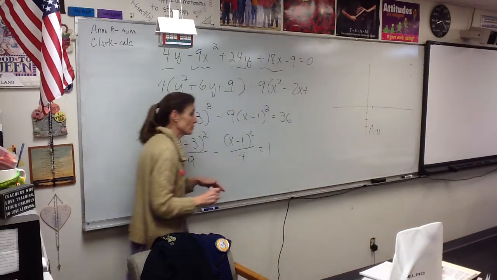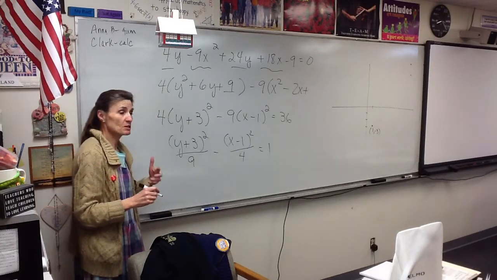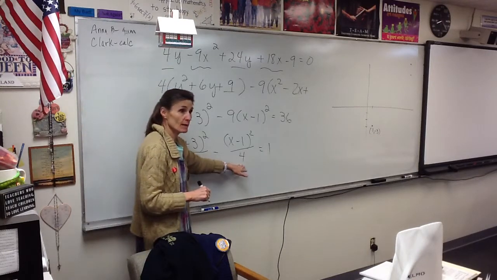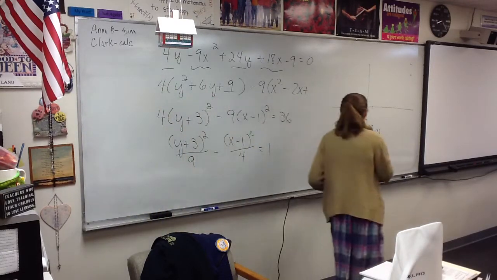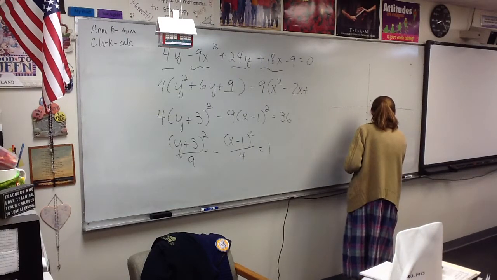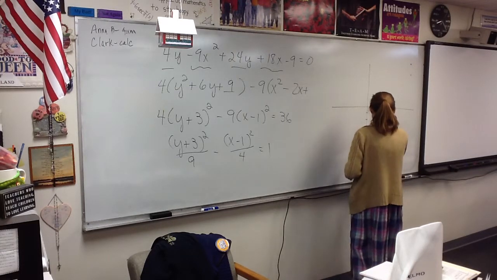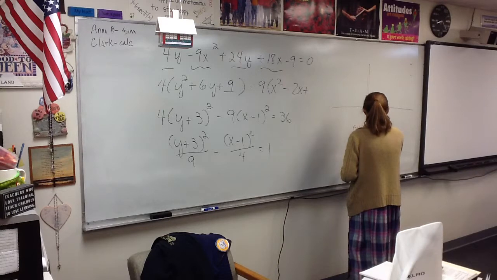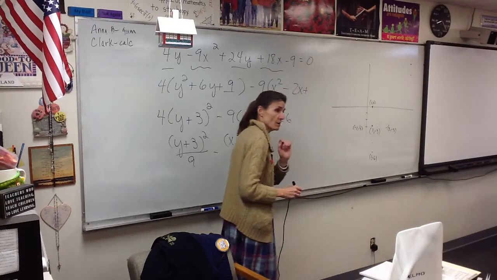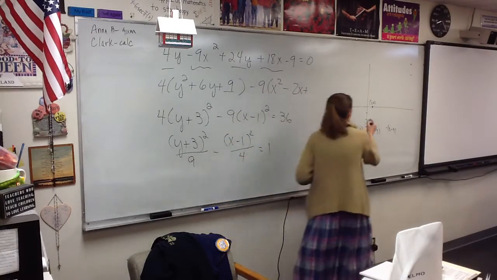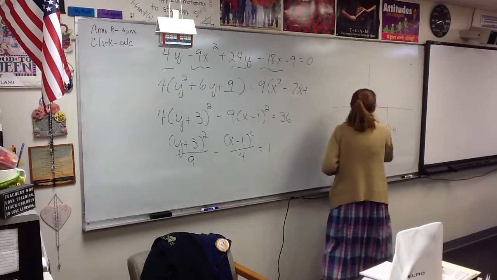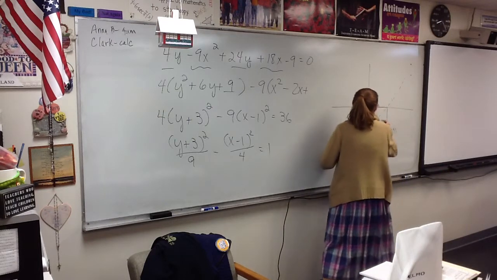Now, where would your vertices be if this were an ellipse? You would count up and down 3 and sideways 2. So let's do that. Up and down 3. And sideways 2. Now don't connect those with an oval though. What do we connect those with? A box. And then we draw in the diagonals of the box.